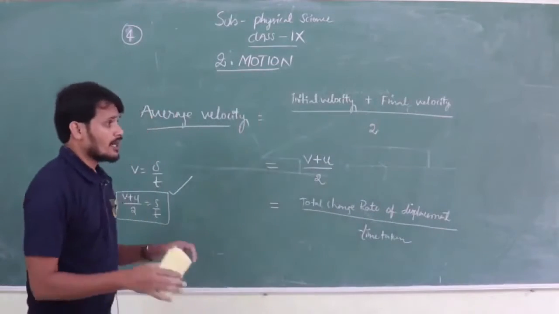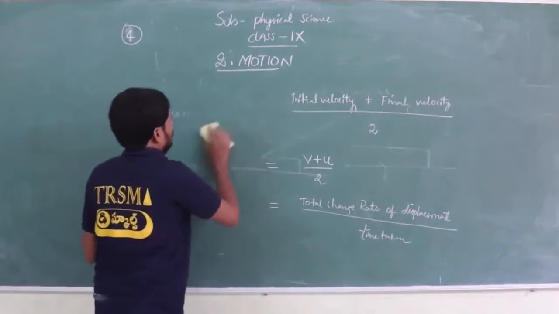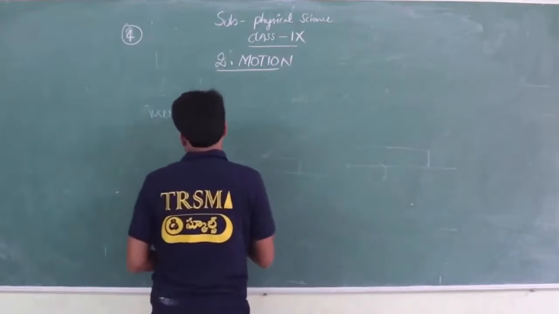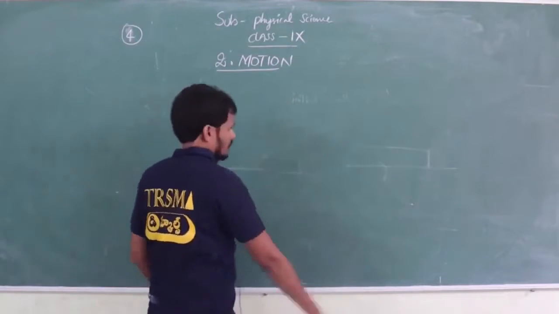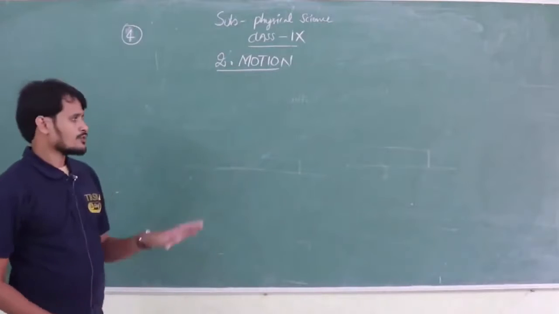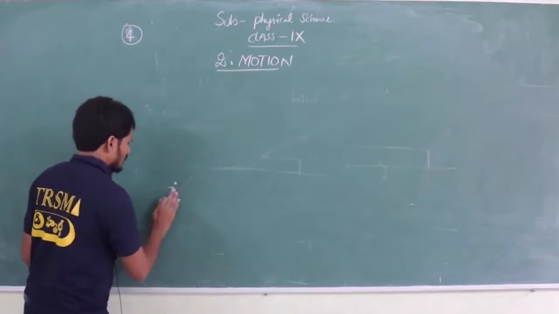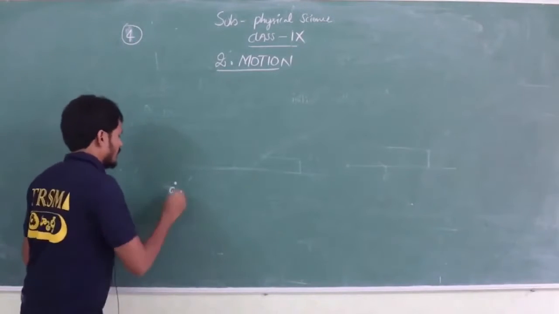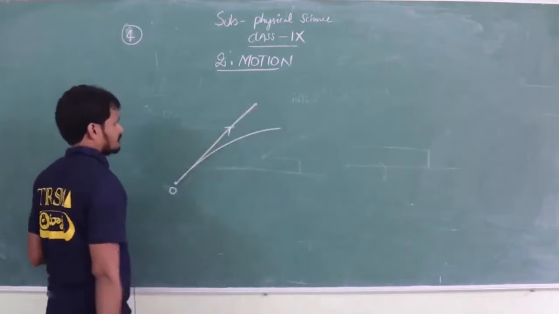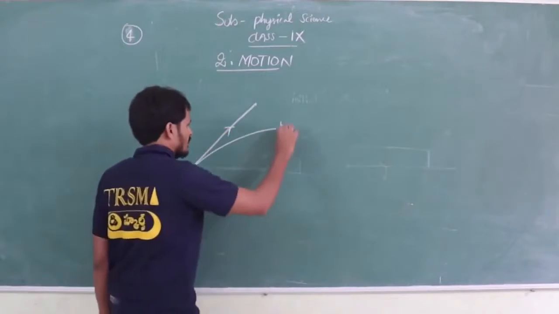Next we go to instantaneous speed. Okay, let me show you how we can draw the velocity vectors. After completing that, let's go to instantaneous speed. So if one stone is thrown into the air, say this point is O. From here, one stone is thrown into the air in this direction. It reaches the maximum height and falls back.